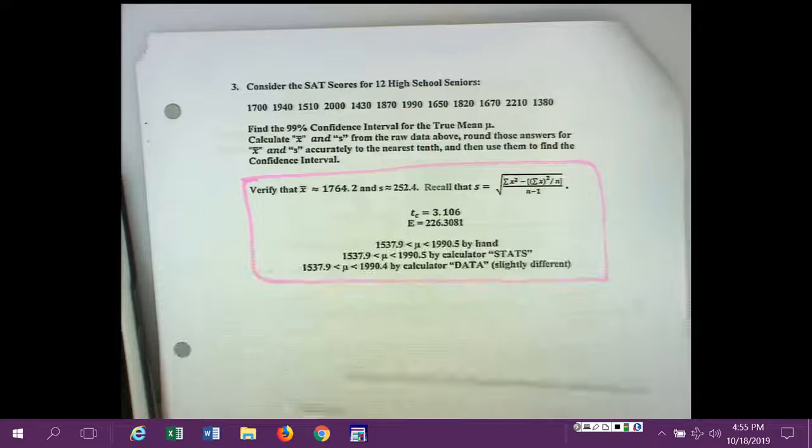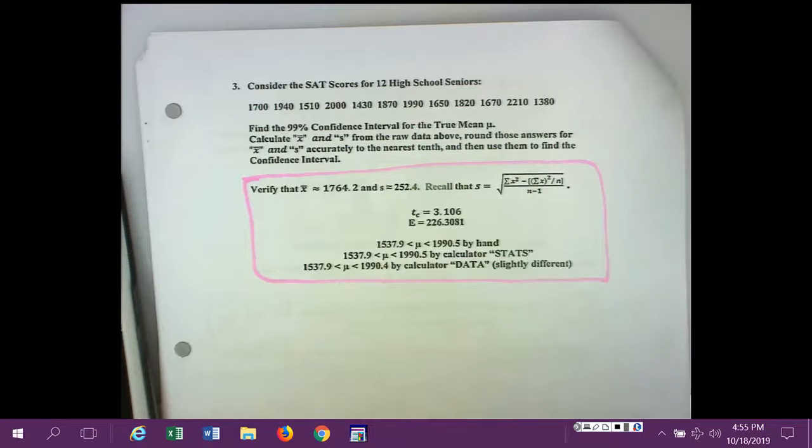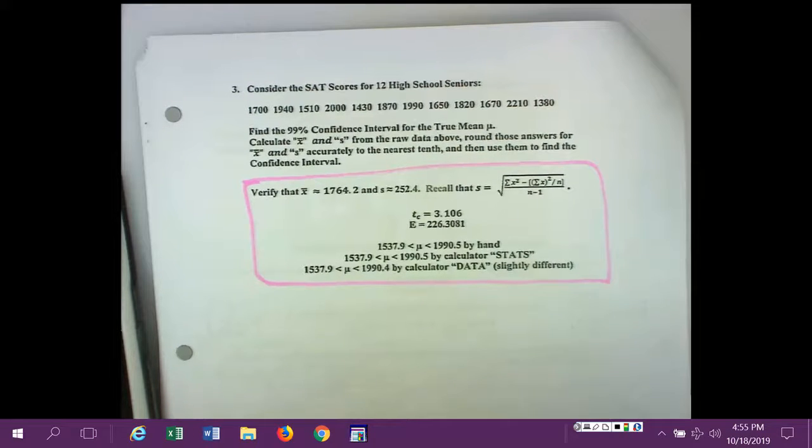Now going back to the word problem. Subconditions. Consider the SAT scores for 12 high school seniors. Find the 99% confidence interval for the true mean mu. Calculate X bar and S from the raw data above and round those answers to the nearest tenth. And then use them to find the confidence interval. If you noticed, with the way this problem is typed up in your lecture packet, the subconditions are not met.